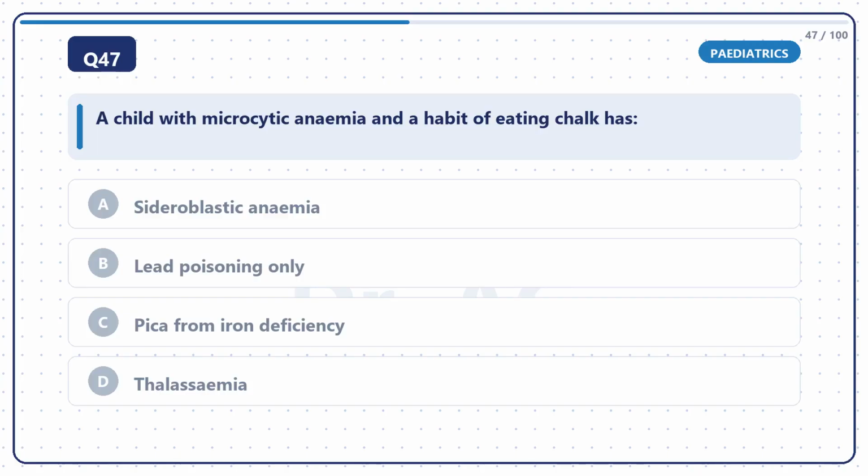Question 47. A child with microcytic anemia and a habit of eating chalk has option A. Sideroblastic anemia. Option B. Lead poisoning only. Option C. Pica from iron deficiency. Option D. Thalassemia.